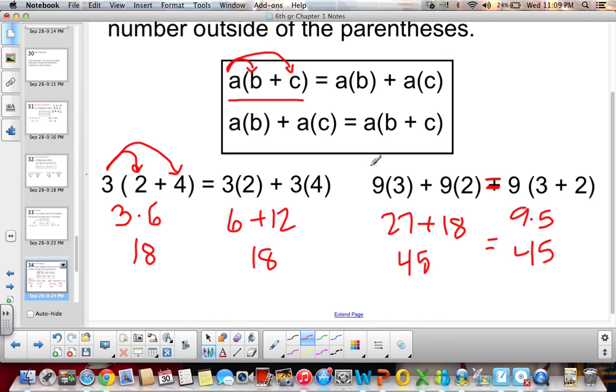So we have a 9 being multiplied by both numbers, so we can pull out that 9 and then add together our two numbers in the parentheses.